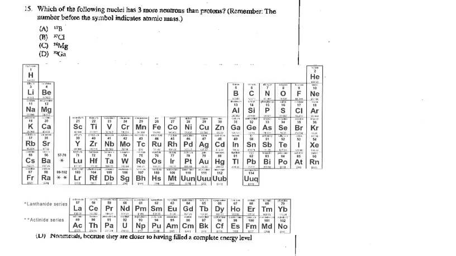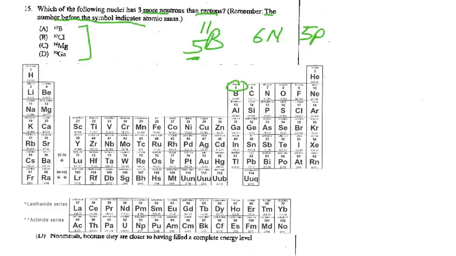In 15, they want us to find which of these isotopes has 3 more protons than neutrons. And so we can figure it out. They give us this very nice hint, which I doubt the actual AP test would do. Remember that the number before the symbol indicates the mass. If we're going to figure out how many neutrons there are, we've got to subtract the mass minus the number of protons. So for boron, its mass may be 11, but its number of protons is 5. And so it's going to have 11 minus 5 is 6 neutrons. And of course it has just the 5 protons, so it does not have 3 more protons than neutrons, so that is not the answer.